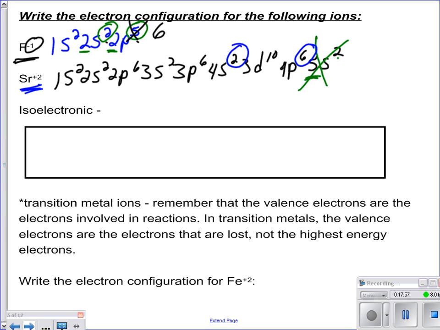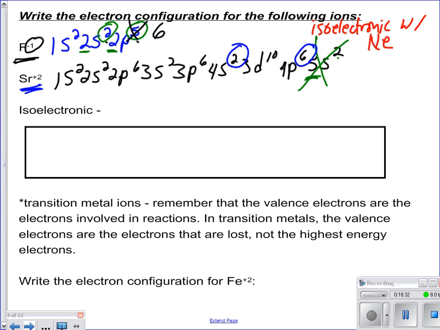Let's stop and look at this. Let's go back to our fluoride ion. That looks similar to me to something else. I see 1s2, 2s2, 2p6. What else has that electron configuration? Neon. So look at your periodic table. You see that neon has 10 electrons. So that is isoelectronic with neon. It has 10 electrons as well.